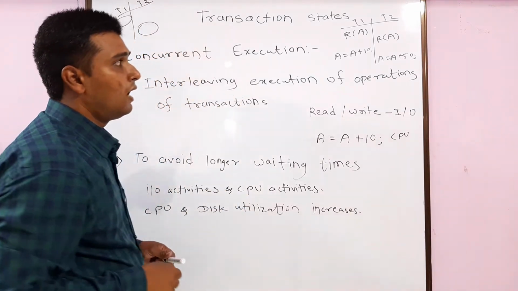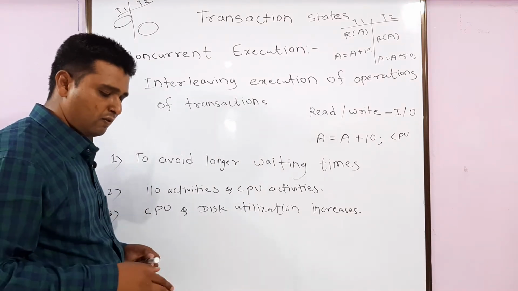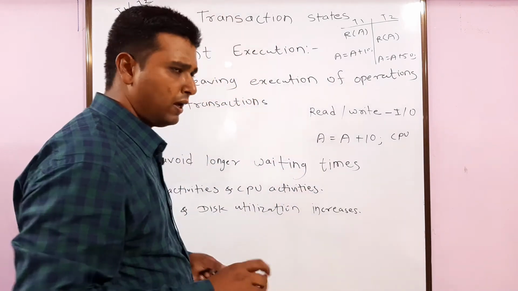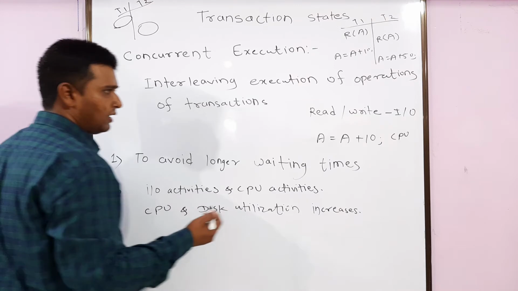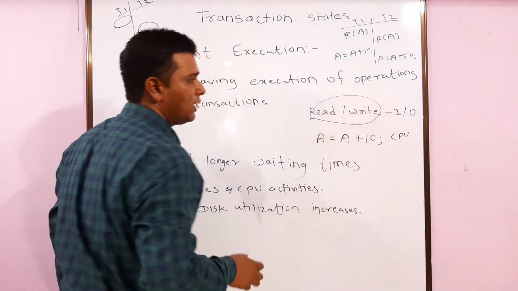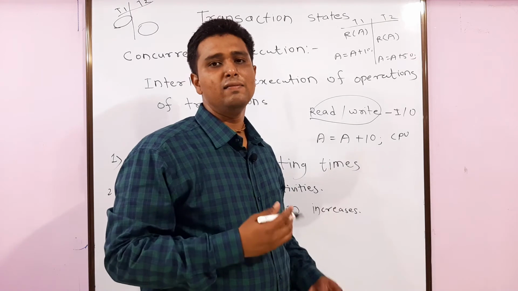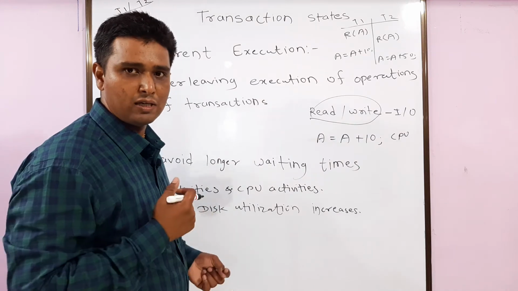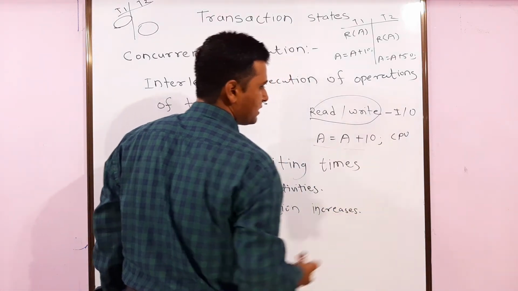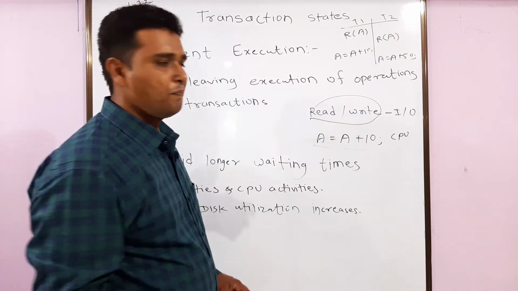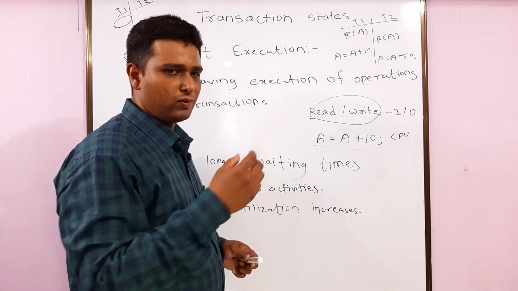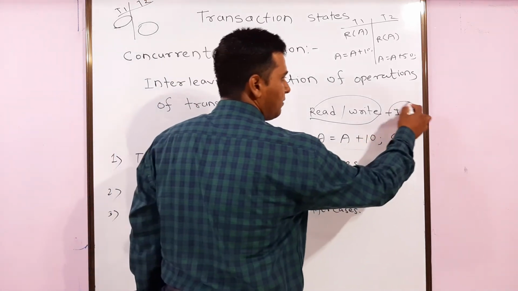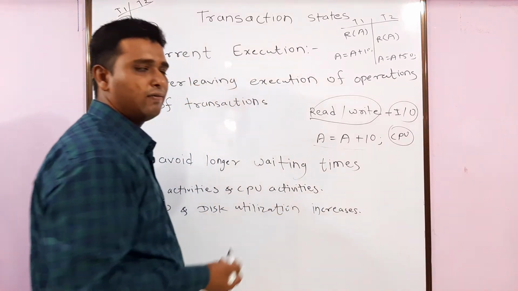A serial schedule always gives us a consistent state, but in concurrent execution there is a problem. But before that we will see what the need of concurrent or parallel execution is. The answer is very simple. Read and write operations are called input output activities, which deal directly with the disk. In a database, whatever data we store, we write on the disk and read from the disk. Another activity is A is equal to A plus 10. This is a CPU activity, an arithmetic operation, where we work on variables. Those two activities can run parallelly, and they will not have any problem.